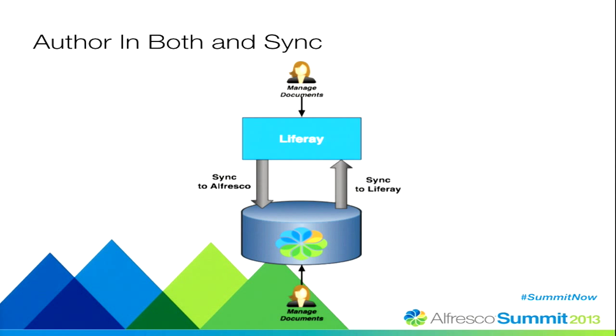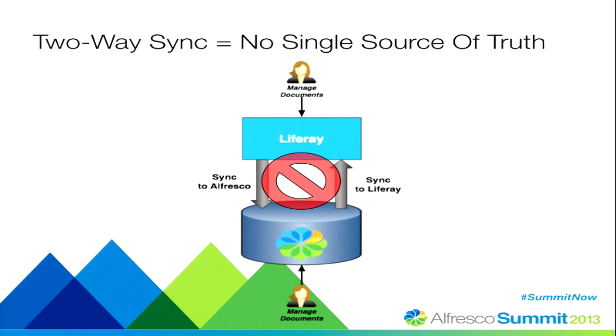Another one, which is a horrible thing to do, is authoring in both. So you author in Alfresco, and you author in Liferay, and you have bidirectional synchronization. If you don't have very good control over this and make sure you don't run into any data integrity issues or things getting out of sync, then you will end up having a big problem because you don't have one source of truth. I think I explained the importance of that enough, but that's the reason why this is a bad idea.